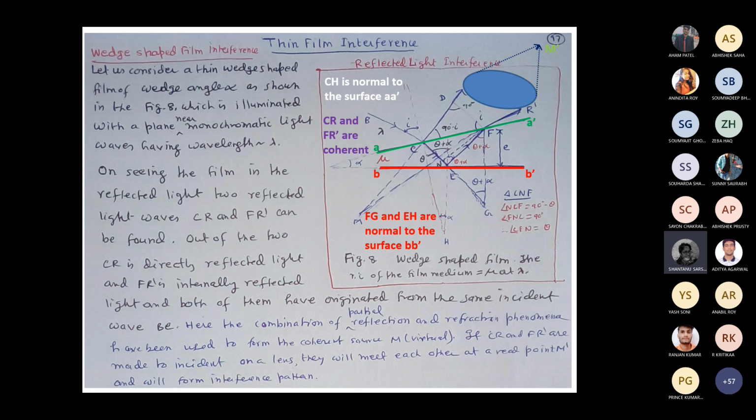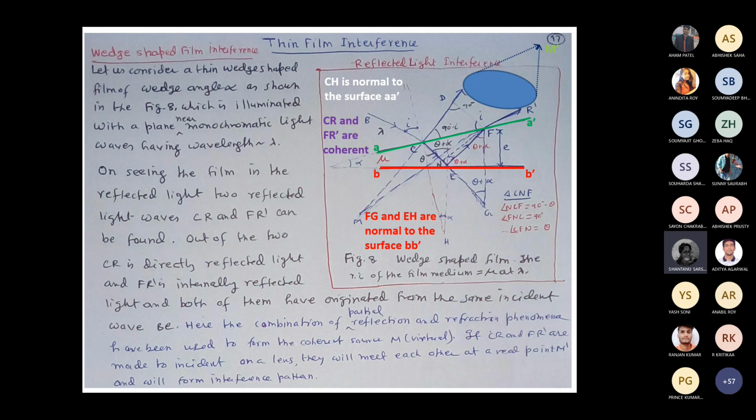So the amplitudes of these two light rays are different, but they are coming from the same source, so they satisfy the condition of coherence. So it is the division of amplitude class of interference. Now if we combine these rays in a lens, then at the focal point of the lens, like at the point M dash, they will superpose and produce an interference pattern.